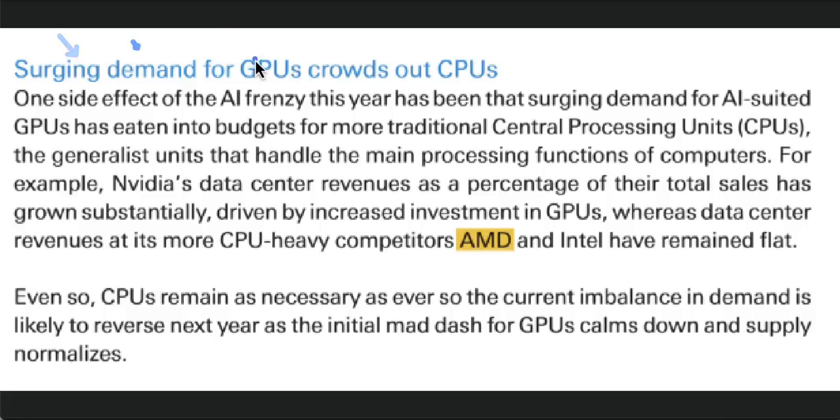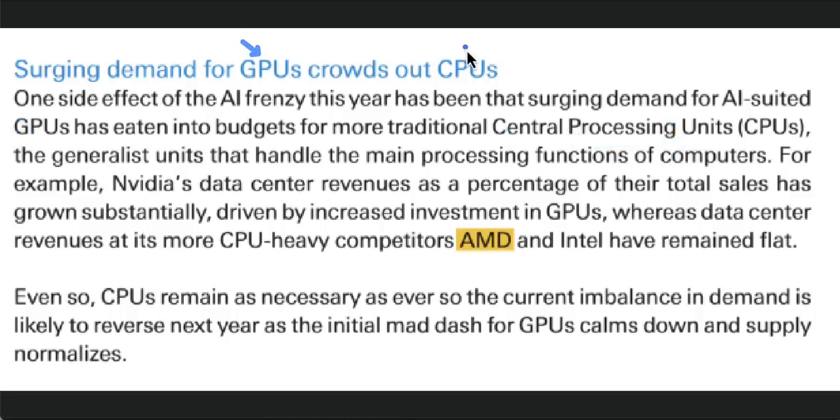Surging demand for GPUs crowds out CPUs. This is just a clip I took from Deutsche Bank, and they have a whole report on AI; I'm just giving you a portion of it. One side effect of the AI frenzy this year has been that the surging demand for AI-suited GPUs has eaten into the budgets for more traditional CPUs. So the pie didn't get bigger on the CapEx spending. What they did was move the pie, taking from this piece and putting it here.